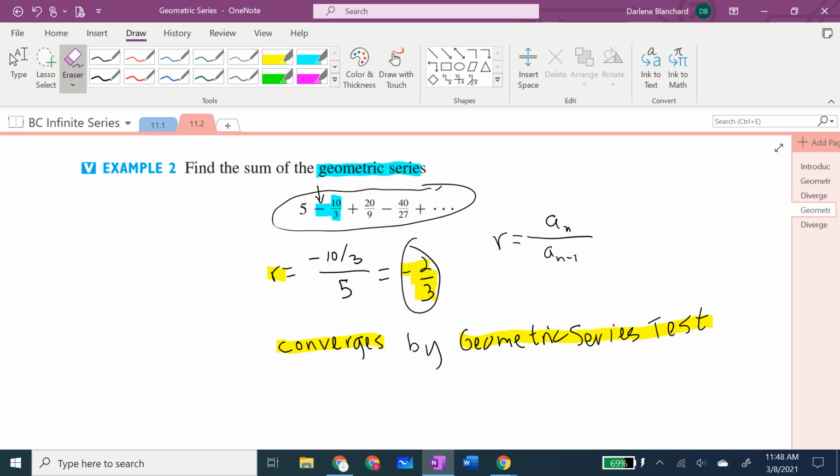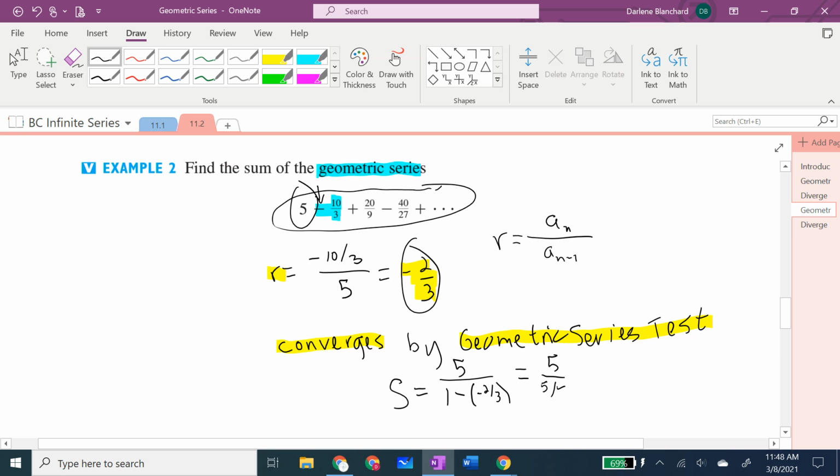That's all you're going to need to say with the geometric series. Now, if you're asked to find the sum, then you're just going to do a quick extra bit of what's the first term? 5. What is the r? Negative 2/3. And then have a joyous time simplifying. 1 plus 2/3 is going to be 5/3. And then voila, the actual infinite sum is 3.